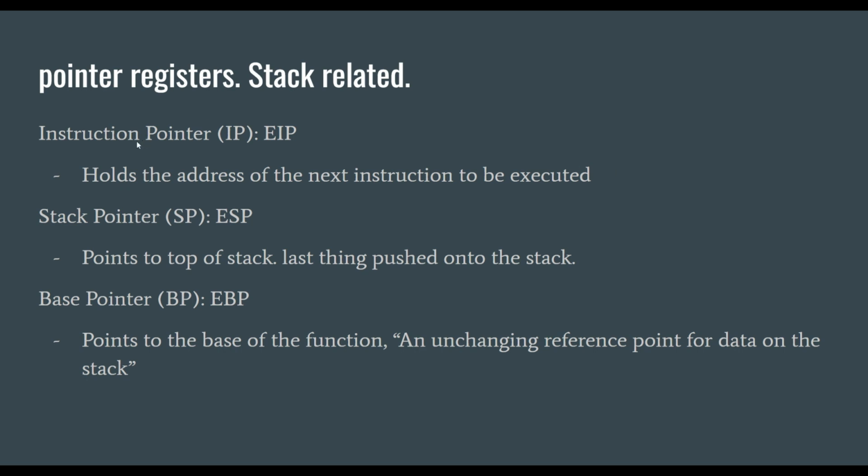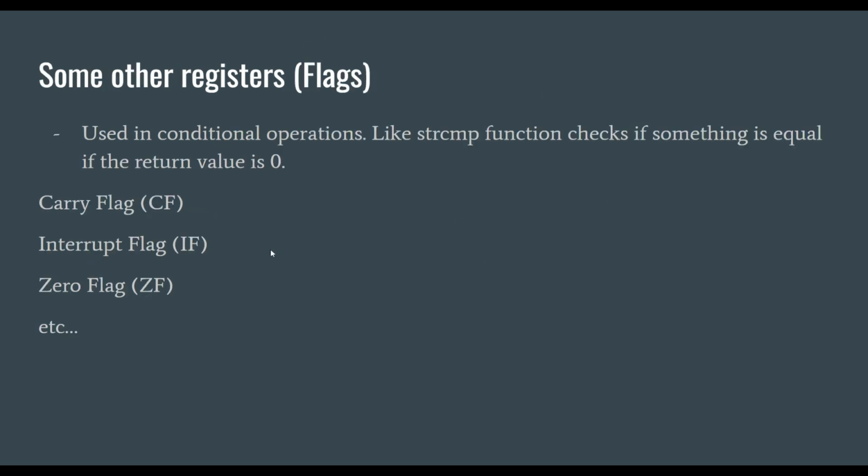And these are pointer registers. You have your EIP. It holds the address of the next instruction to be executed. I will explain this again. Don't worry about any of this. Your stack pointer points to the top of the stack. It's the last thing that was pushed onto the stack. And your EBP is the base. It points to the base of the function, and it's used to locate variables. Say you want to move a value into a variable. The assembly language actually needs to find where that variable is, and it uses EBP for that. I will show examples of that.